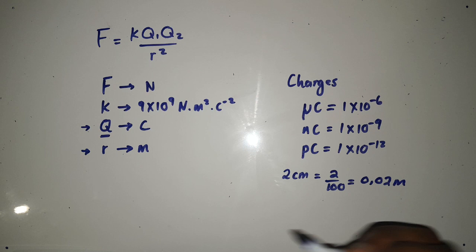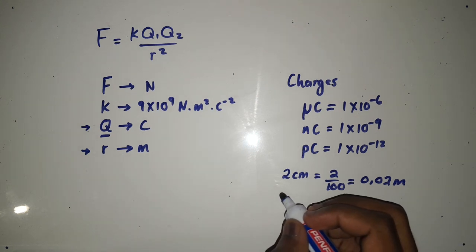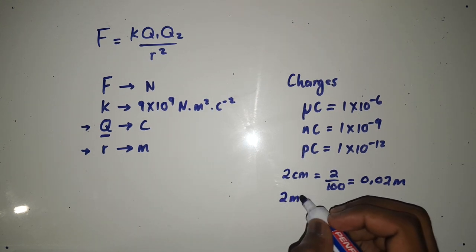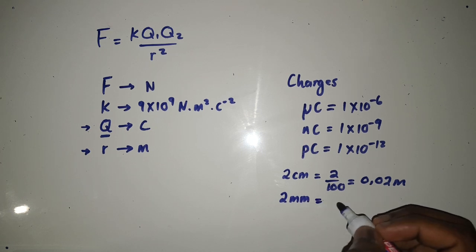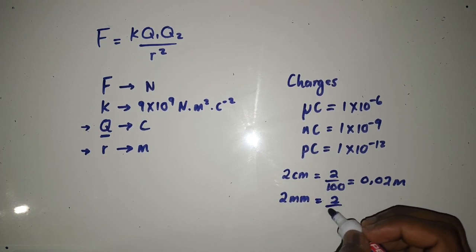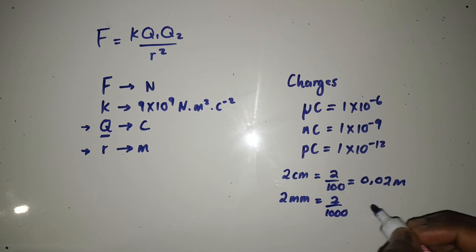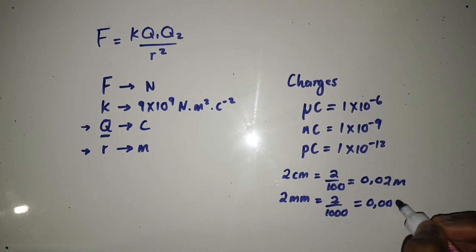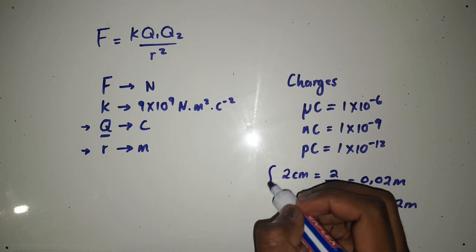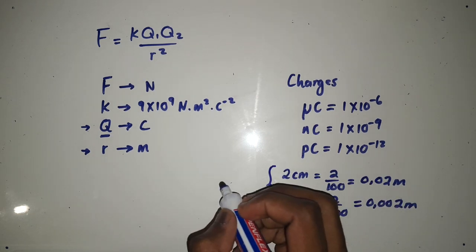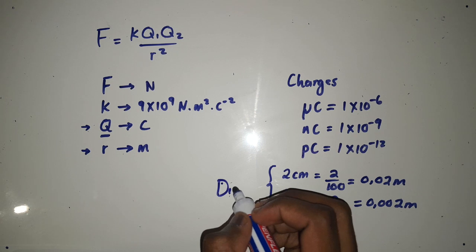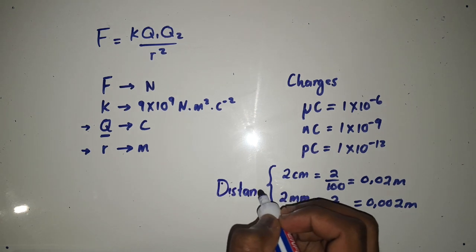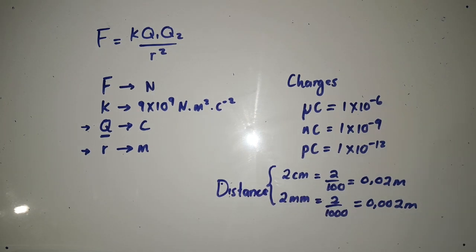meters. See, if let's say we have 2 millimeters, for this one we divide by 1000, like this. Then we are going to get 0.002 meters. You see? Then this one is for distance. It's for distance between two charges.